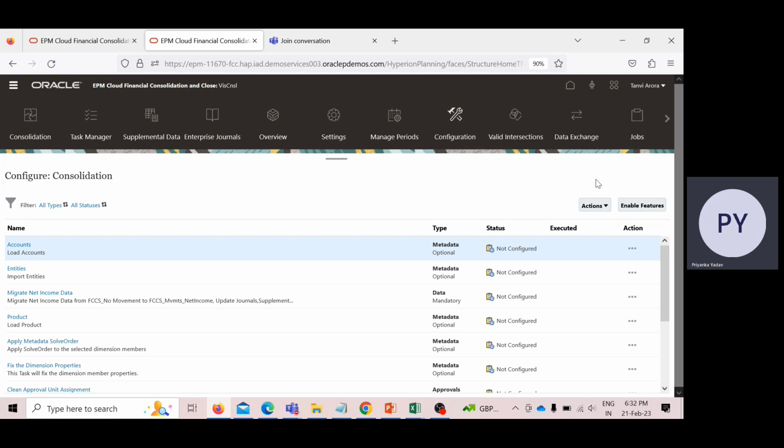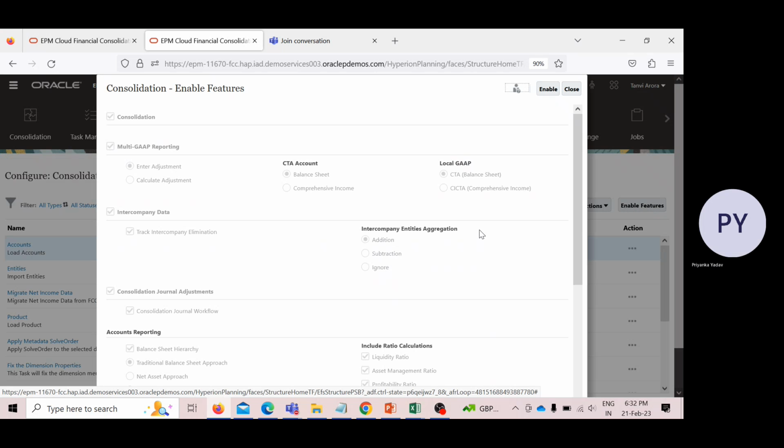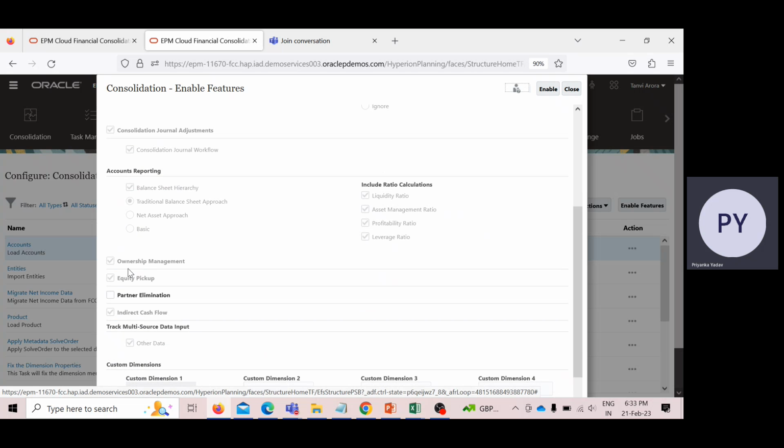I have created the application already. We'll show you the enable features here. When you check this ownership management, then the seeded rules will be enabled in the application. Also, there are 4 additional rule sets besides the consolidation seeded rule sets. There are 4 other rule sets which are available if equity pickup is checked.